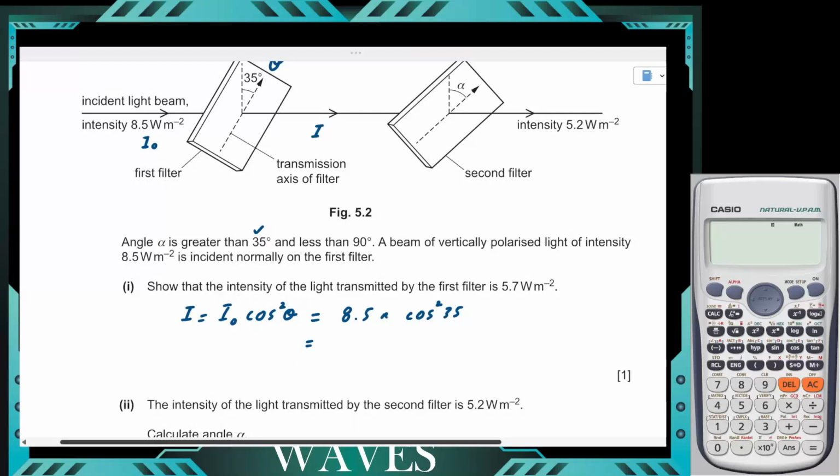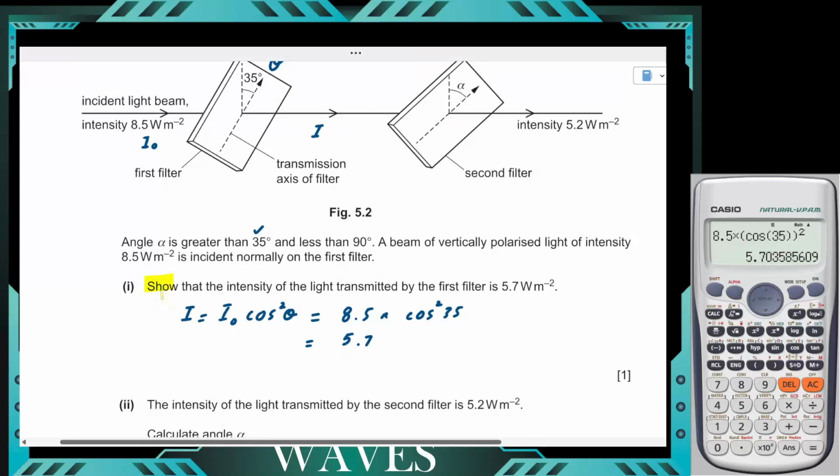You don't have to take the square of 35. You have to take cos 35 and then take the square of it. So 8.5 times cos 35 and then the square of that function. So we get 5.7035, and in 2 SF we can write 5.7, exactly the same that we were supposed to show.